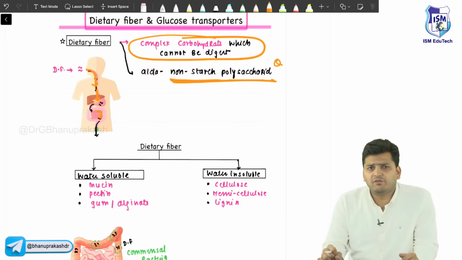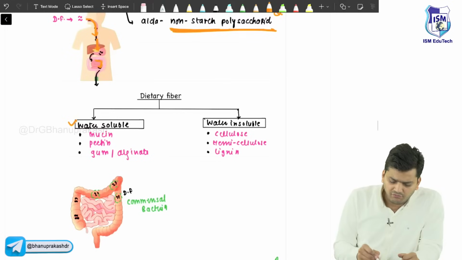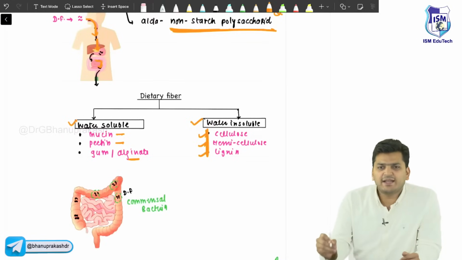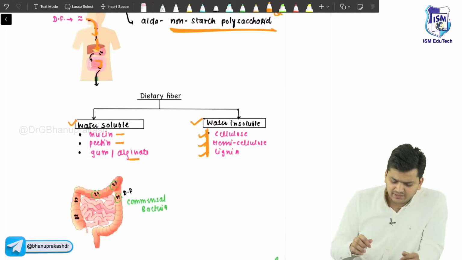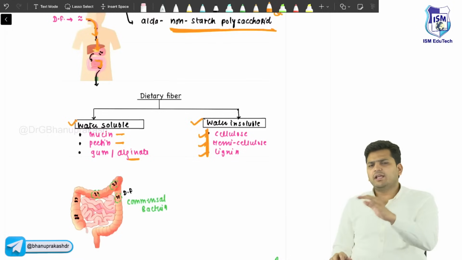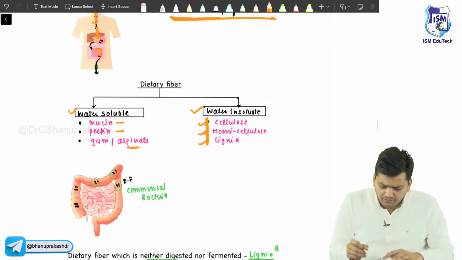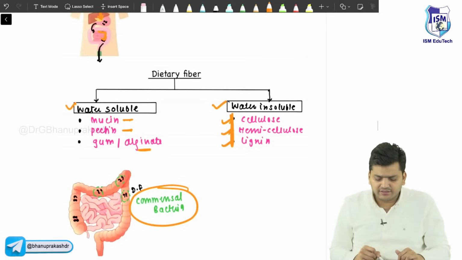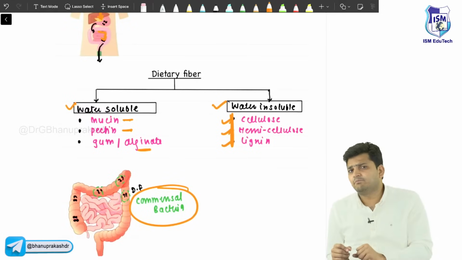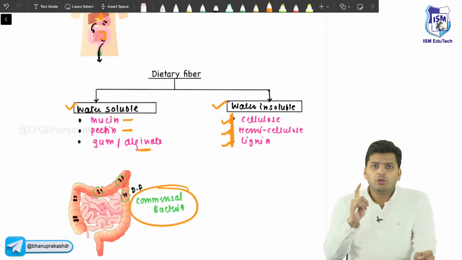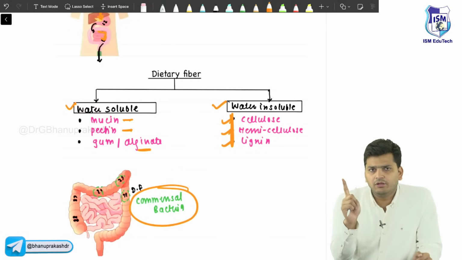There are two types of dietary fiber, water soluble and water insoluble. Mucin, pectin, gum, these are water soluble. Water insoluble: cellulose, hemicellulose and lignin. Now, we know that dietary fiber is not digested, but if it remains in the colon for a long time, the commensal bacteria, the good bacteria of the intestine, can ferment it. They can't digest dietary fiber, but the commensal bacteria can ferment it. There is one dietary fiber which is neither digested nor fermented.